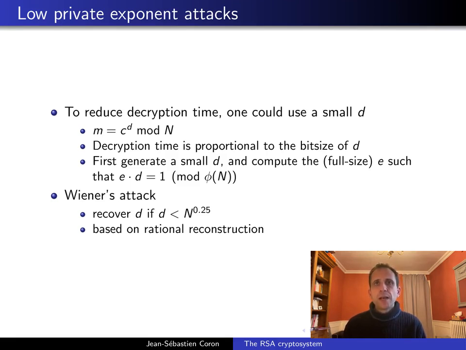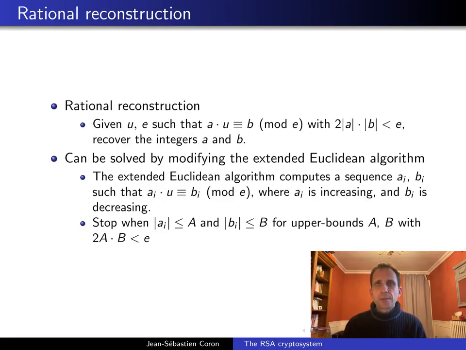But actually, this is a bad idea because there is first Wiener's attack that can recover D if the private exponent D is less than N to the 1/4. So if the size of D is less than 1/4 the size of N, we can recover D very efficiently, and the attack is based on rational reconstruction. So let me explain what rational reconstruction is.